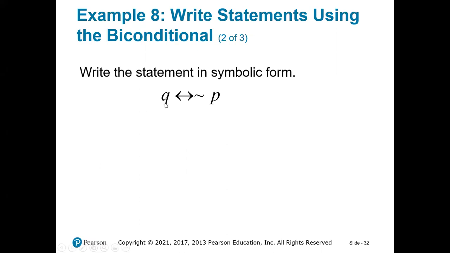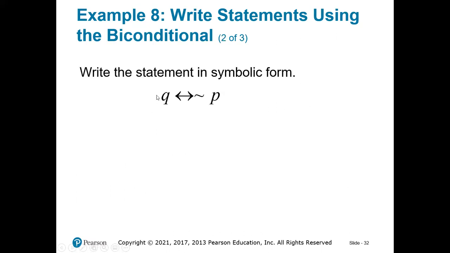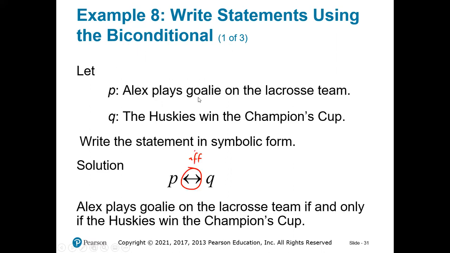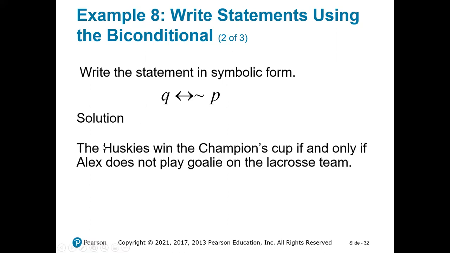How about this one here? What is Q? Q is, again, the Huskies win the Championships Cup. So here the Huskies win if and only if Alex does not play goalie for the lacrosse team. So the Huskies win the Champions Cup if and only if Alex does not play goalie on the lacrosse team. So when you have this, you just translate this into not, the negation.